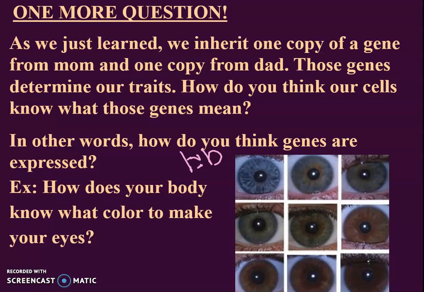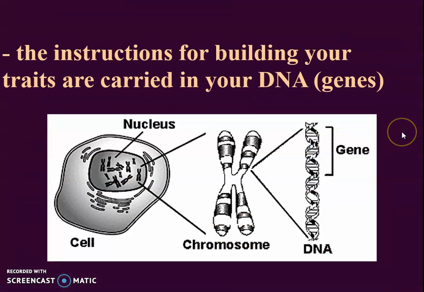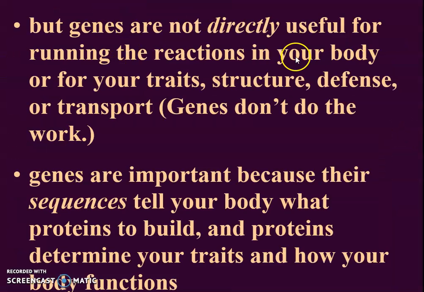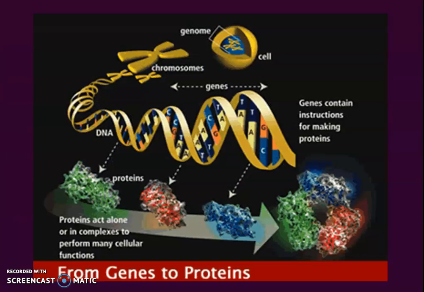On the other end of this, someone that has brown eyes, their genotype is big B, and that told their body to make a protein, lots of it, called melanin, and that is deposited in the eyes, and we get the appearance of brown eyes. So when we were talking about DNA, genes are not what actually do the work in your body, it's the proteins that do all of the work in your body. Okay, so that is the big idea with how genes are expressed.